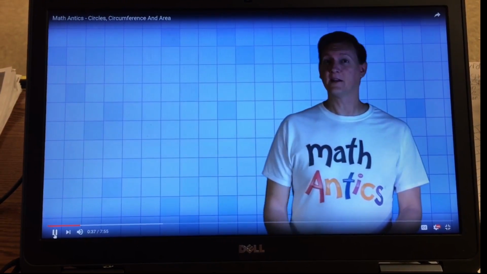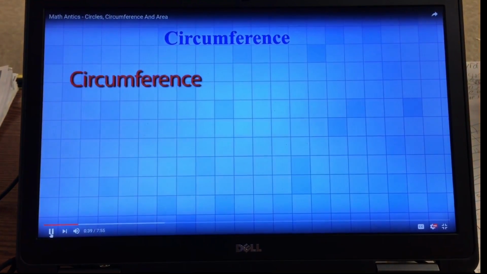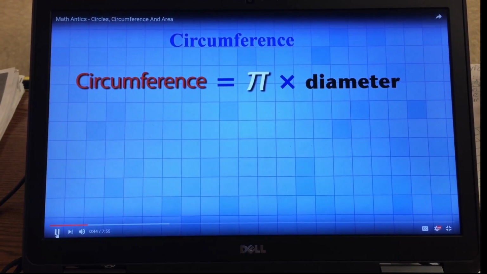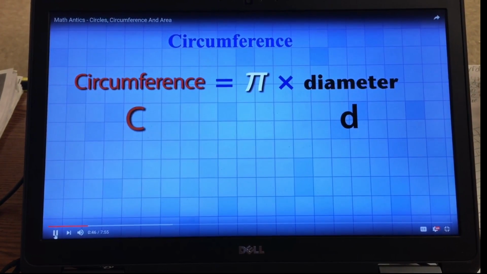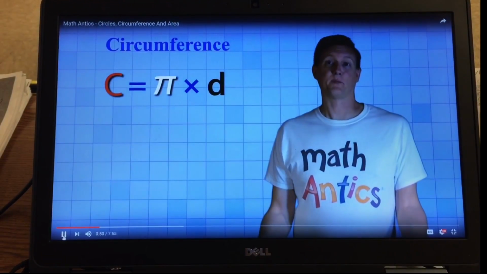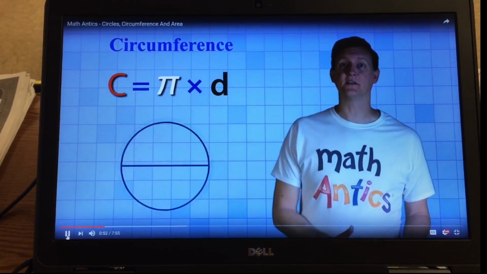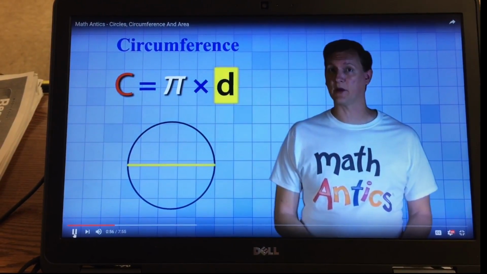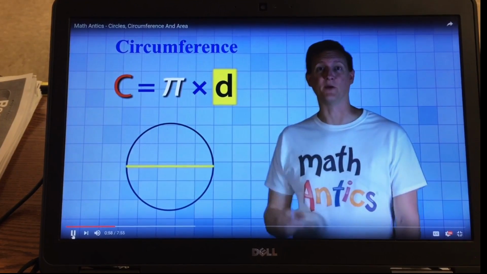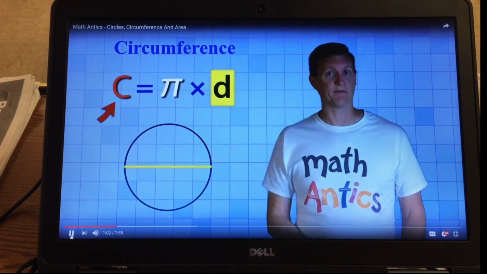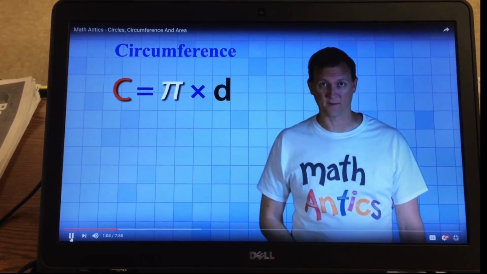And that will help you see their similarities and their differences so you don't get them mixed up. The formula for finding the circumference is circumference equals pi times diameter. And just like most formulas, we use abbreviations. C for circumference and D for diameter. So that's a pretty simple formula. It tells us that if we know the diameter of a circle, all we have to do is multiply that diameter times the number pi, and we'll get the circumference. Now we'll try that formula out in a few minutes. But first, let's see the formula for area.